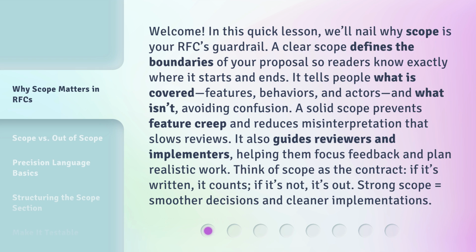A clear scope defines the boundaries of your proposal so readers know exactly where it starts and ends. It tells people what is covered, features, behaviors, and actors, and what isn't, avoiding confusion. A solid scope prevents feature creep and reduces misinterpretation that slows reviews. It also guides reviewers and implementers, helping them focus feedback and plan realistic work.